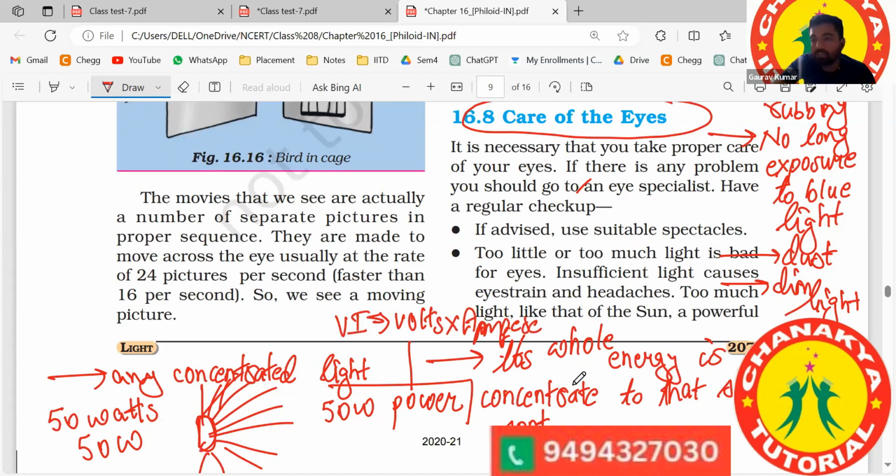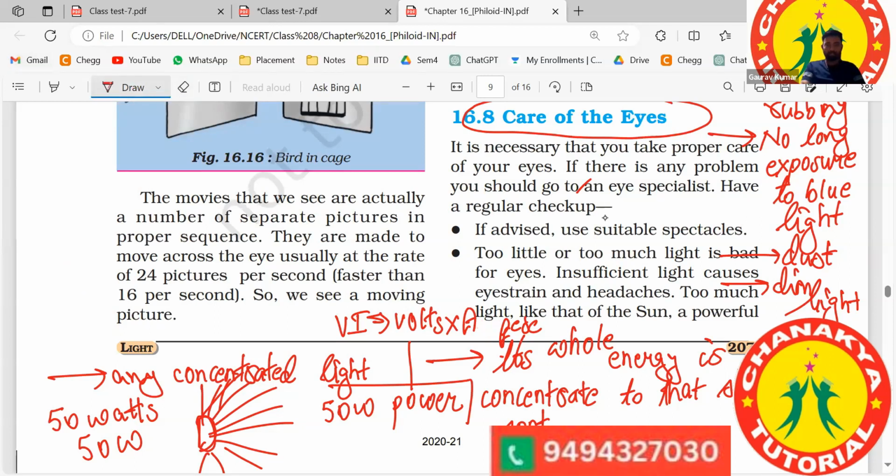Manasvi was saying something. Yes, Manasvi. Power can be work by time. Work by time is energy, and energy by time is power. You are saying work per unit time. Work per unit time is power. Correct. My bad.